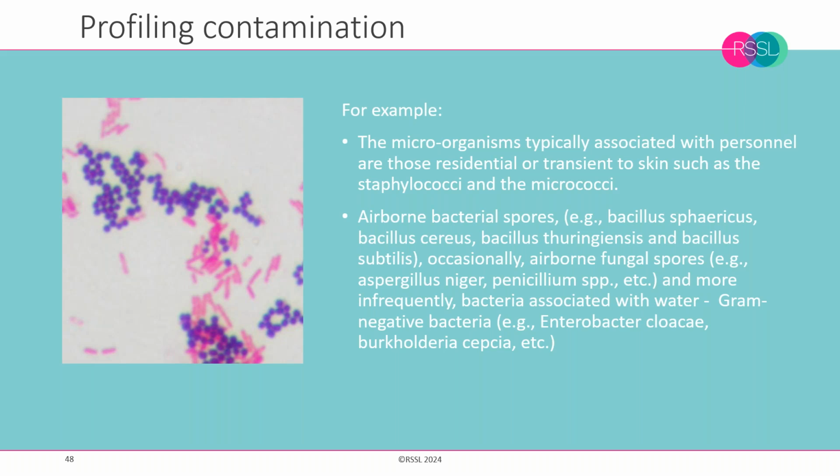So, are we finding things that are associated with people, like staphylococci or micrococci? This might indicate cross-contamination from people. Are we finding things that are likely to be transferred in from incoming materials? Are we finding things that might be associated with water or from other parts of the human body? So there's a wonderful array of things that we can draw upon.